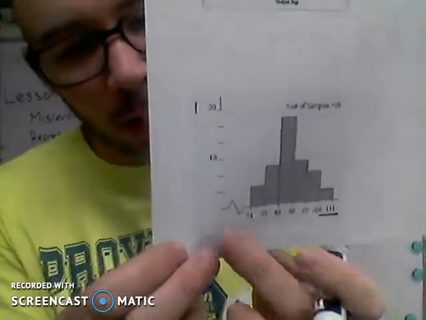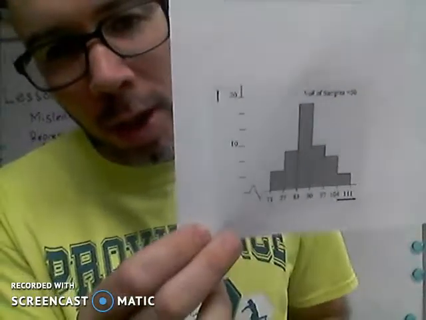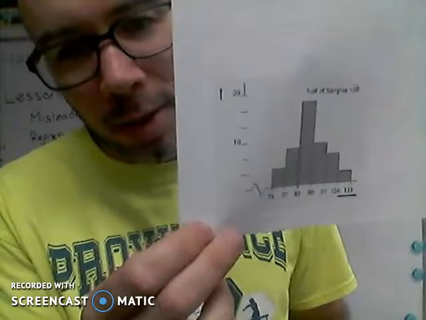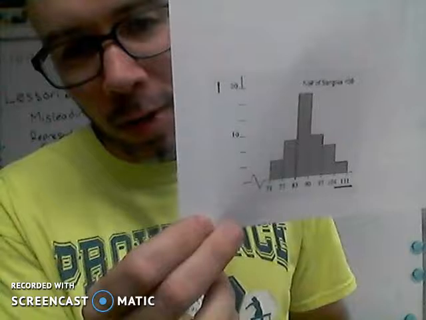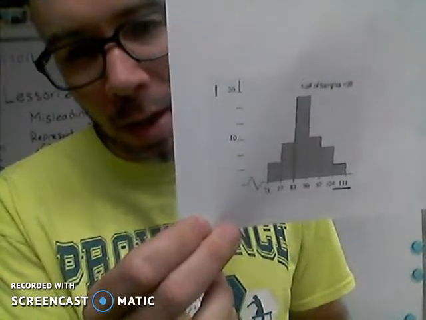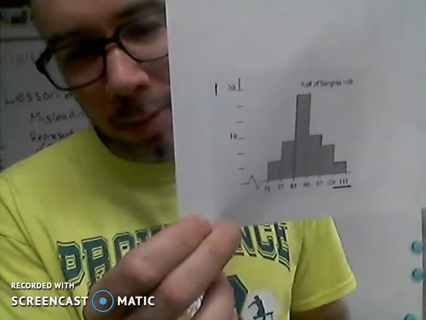One, you've got this zigzaggy thing right here. That's called a broken axis. And the broken axis just tells you we're not starting at 0. So that's one thing you want to look for, either on the x-axis or the y-axis. We're not starting at 0.